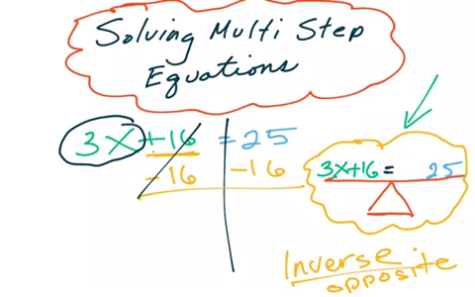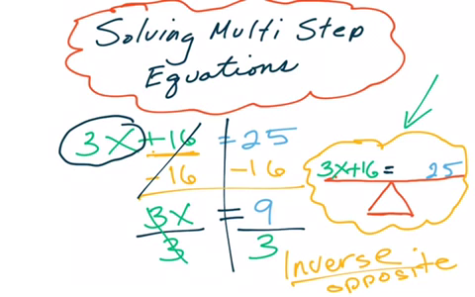This is going to cancel out, and I'm left with 3x = 9. Okay, now 3x means 3 times a number. So the inverse of multiplication is division. So I need to divide both sides by 3.